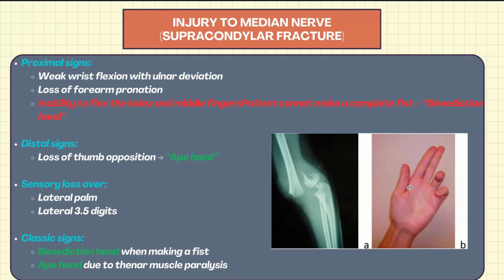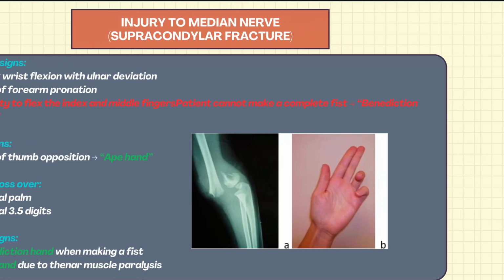Now, injury to the median nerve, the proximal part. We'll go over these really quickly, however, we mentioned them in hand 2. The inability to flex the index and the middle finger, the patient cannot make a fist. And the distal sign is going to be loss of thumb opposition causing ape hand. The ape hand is going to be in the picture in the next slide. And the sensory loss is going to be the lateral palm and the lateral 3.5 digits. Classic signs: benediction hand when making a fist, and ape hand due to the thenar muscle paralysis, and also a complete loss of thumb opposition.